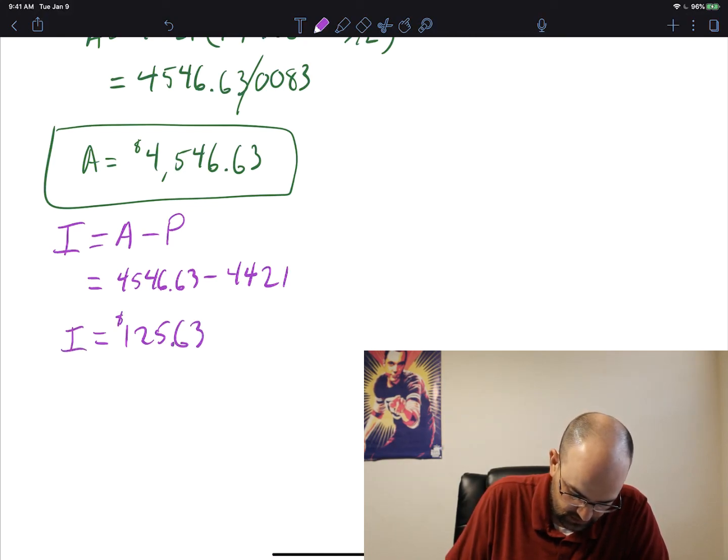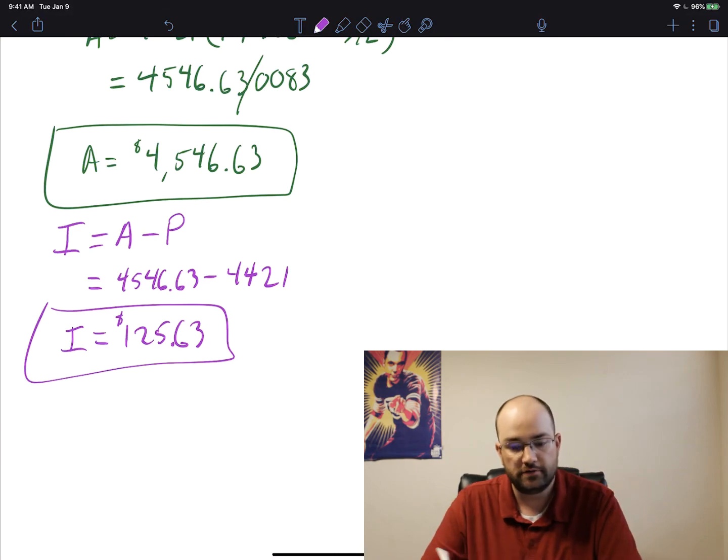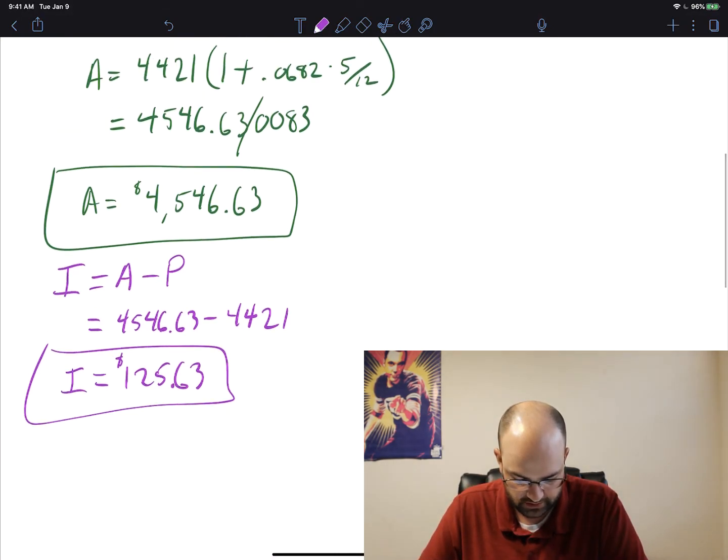There you go. The amount of simple interest earned in this particular situation was $125.63. So actually, both of these are in fact the solution.